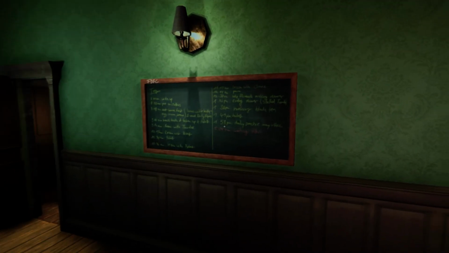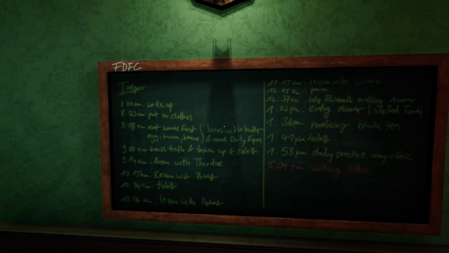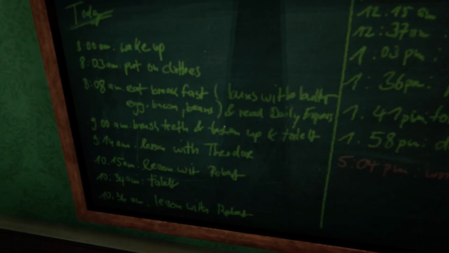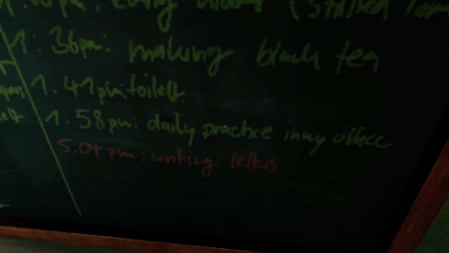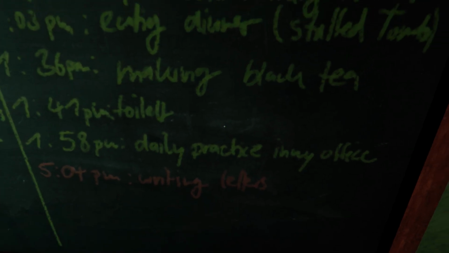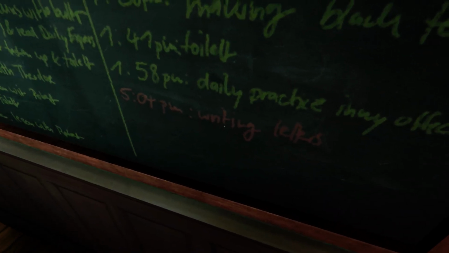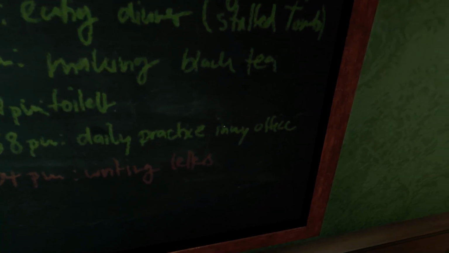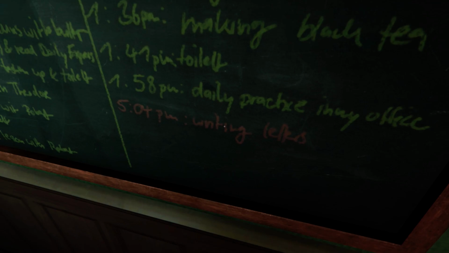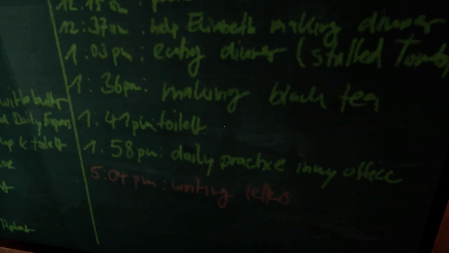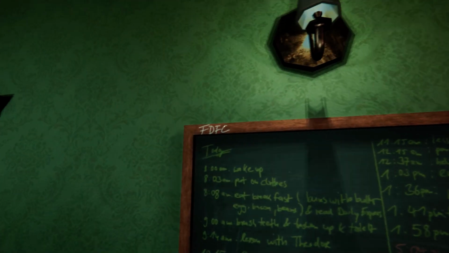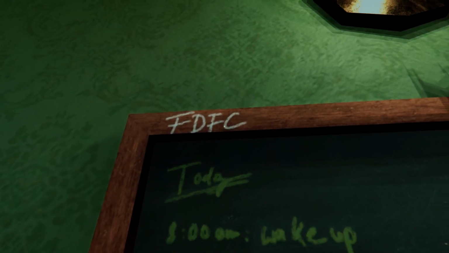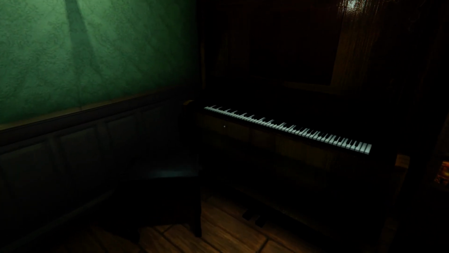And okay, what's this? So this is a victim's calendar, I guess. 5 p.m. What's this? I don't understand. Daily practice in my office, but I don't know. Well, I really don't understand what this is. FDFC.